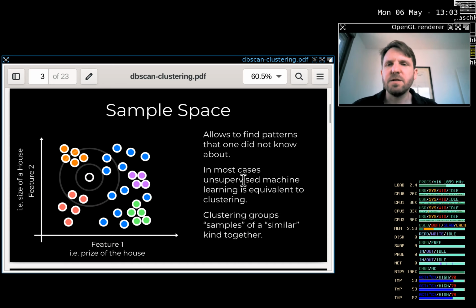So what does this look like? So you have an n-dimensional feature space. So here, for the sake of simplicity, we have two features. You can imagine even that you have hundreds of features. For instance, in an image you can have millions of features because you have millions of pixels if you want to. But let's, for the sake of simplicity, say we have two features. We have, for instance, the size of the house and the price of the house, just to have this here.